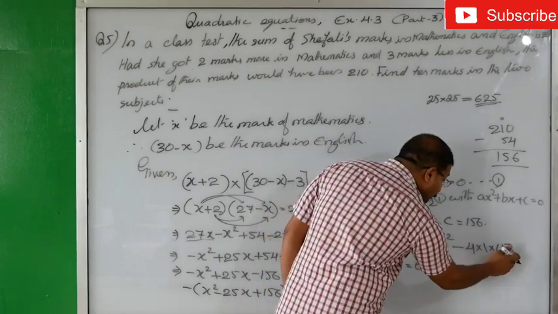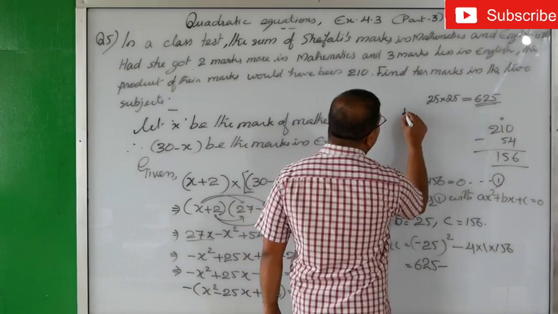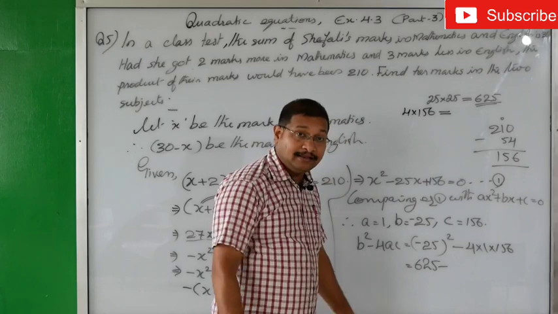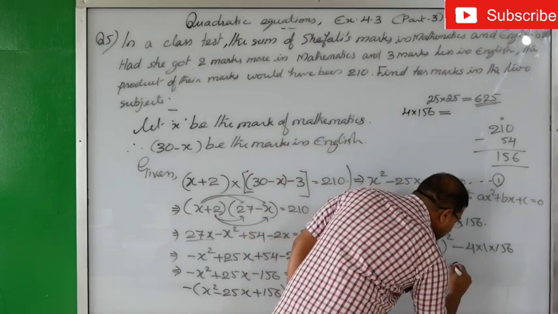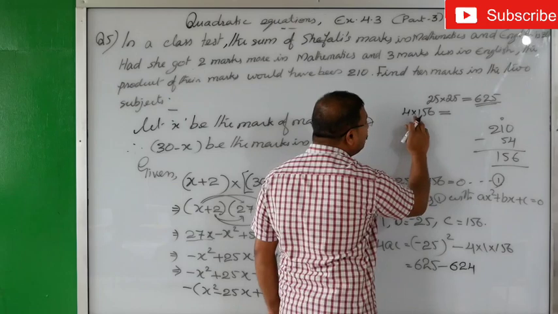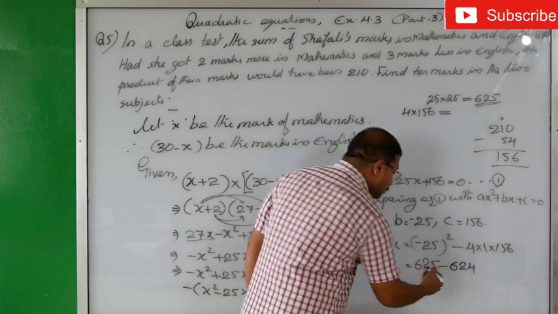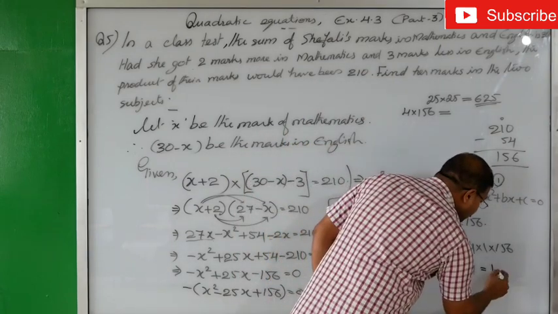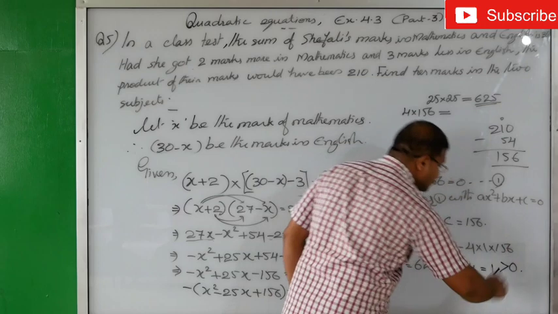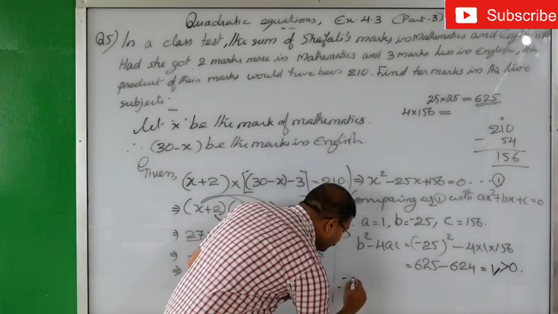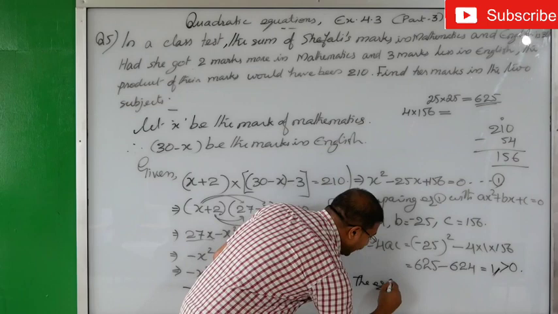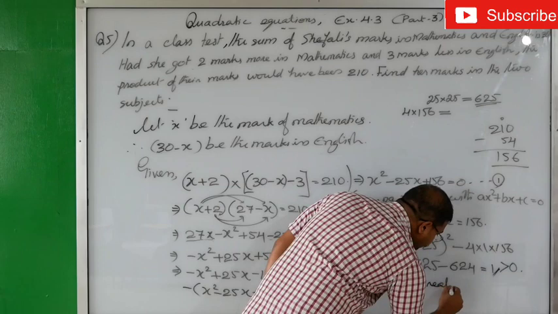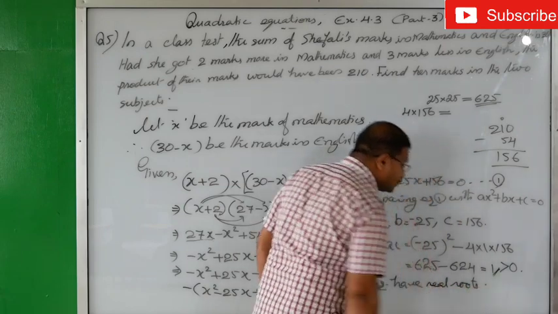Minus, now 4 into 156. This you need to multiply. It will be 624. If you have doubt, please multiply. So what will you get? 625 minus 624, that's 1. That means it is greater than 0. Therefore, the equation has real roots.